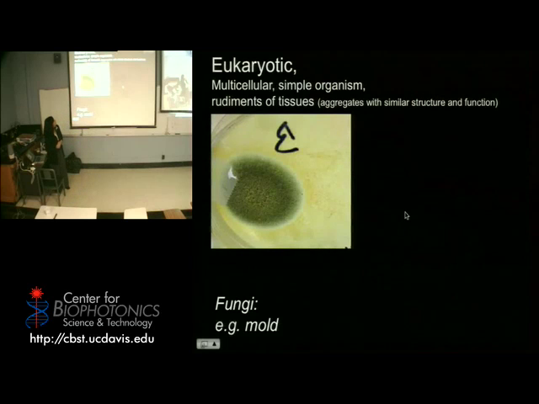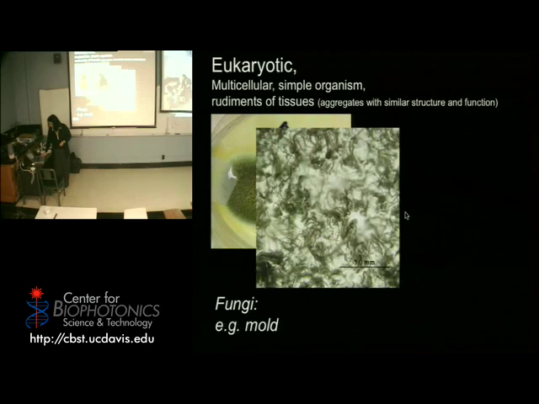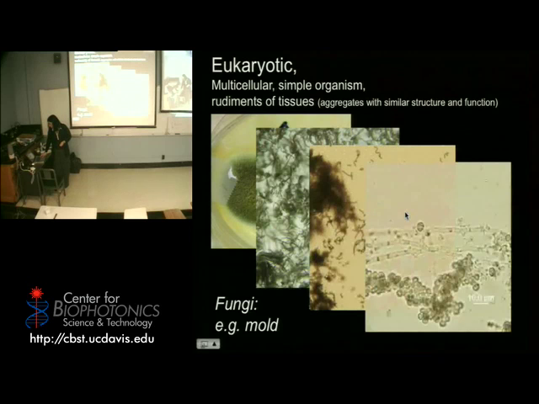Here I'm going to show a simple organism, it's a mold. But it's starting the multicellular level, and we have already rudiments of tissues. A tissue is an aggregate of cells that have the same function and have similar structure. So here we have mold, and again, light microscopy, mold is alive, no problem. And here it's alive all the way.